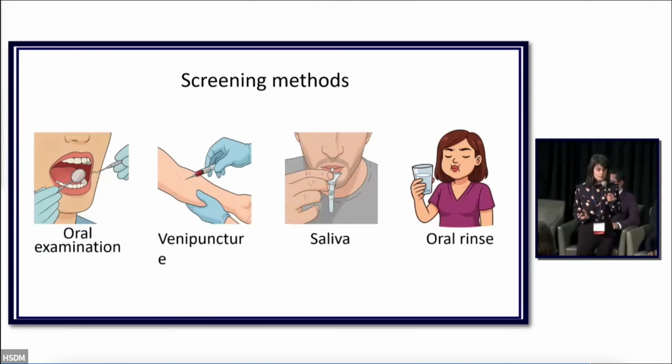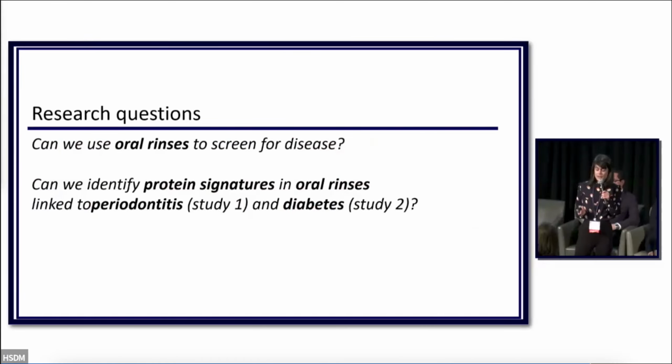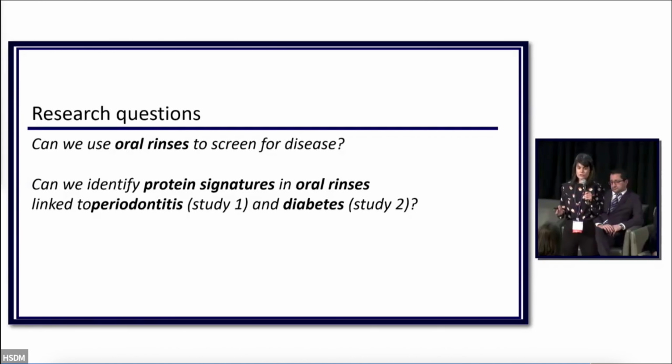And what is an oral rinse sample? The participant or the patient is provided with a phosphate buffered saline solution, which is a solution of pH 7, a neutral solution. They rinse that for 30 seconds in their mouth, and then this is what they provide back, and this is what we use for the lab analysis. So then the question comes whether we can use those oral rinses for screening for disease. In our case, we check for periodontitis and diabetes, but in the future, and it's also part of my PhD, to check for cardiovascular disease, and this can be extended to any disease, actually.